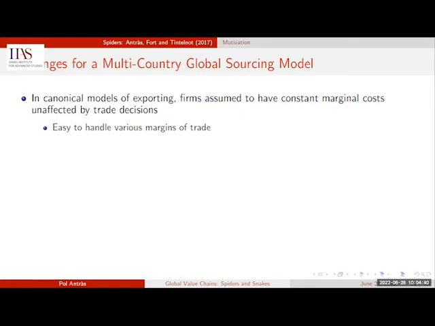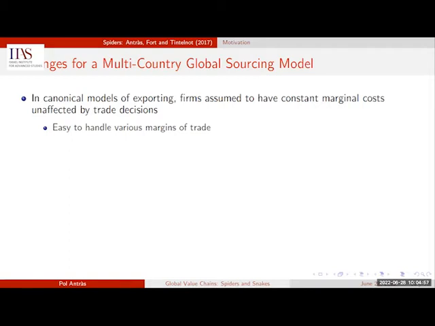And I can do that because whether I sell to Belgium or not, even though it might affect my scale, has no bearing on the profitability in other markets. That's only going to be true with constant marginal costs. Okay. So that's key, actually, for tractability in all these models that generate gravity.